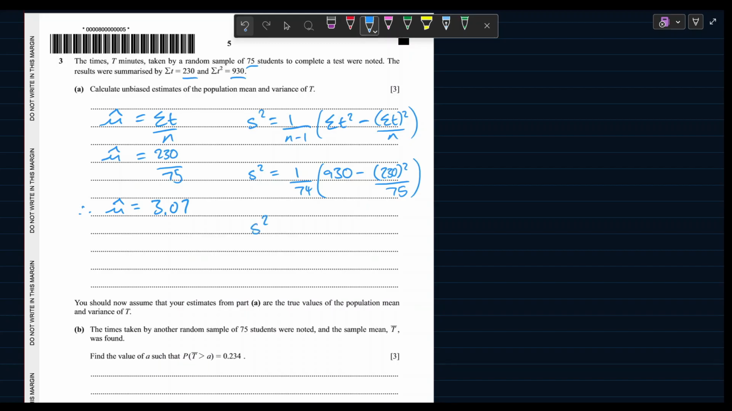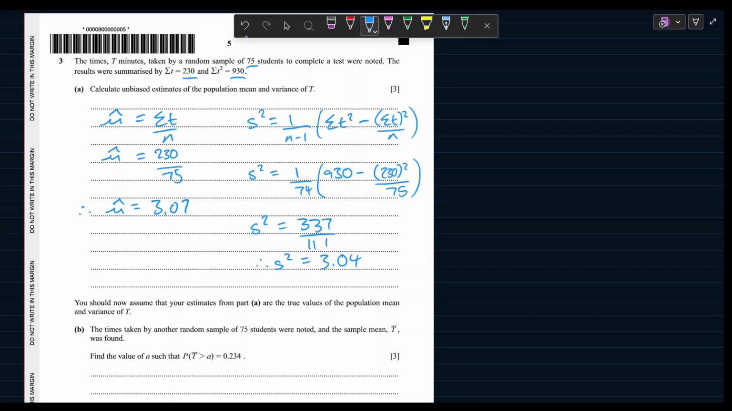All right, so let's punch this into the calculator. That's 1 over 74 times 930 minus 230 squared over 75. In fact, let me first give it as an exact value, and then I will simplify it. So this is 337 over 111, which simplifies to 3.04.